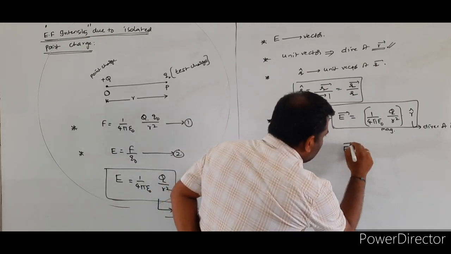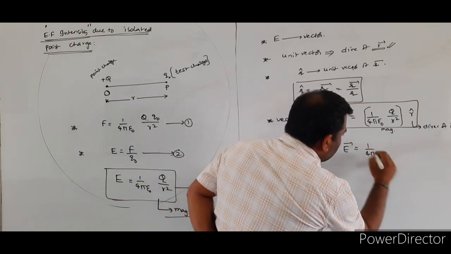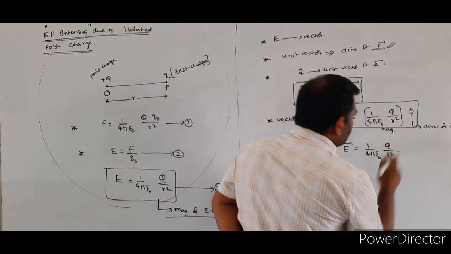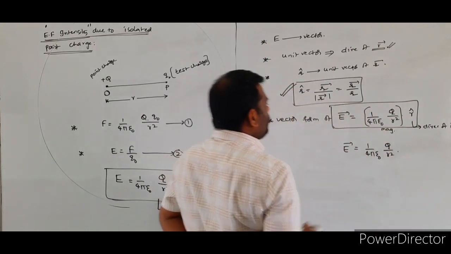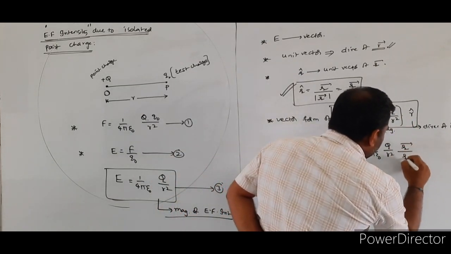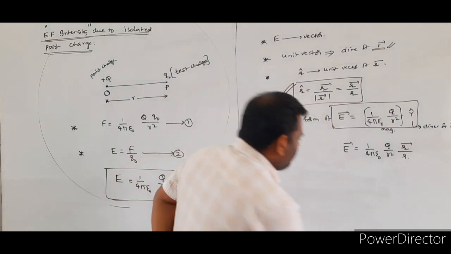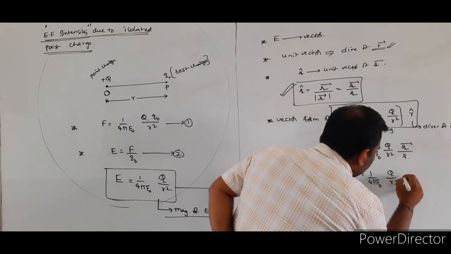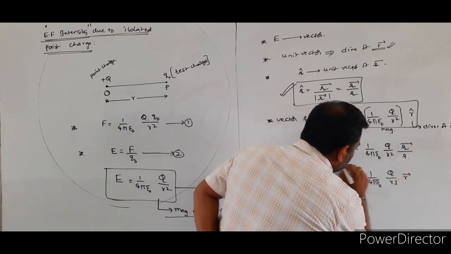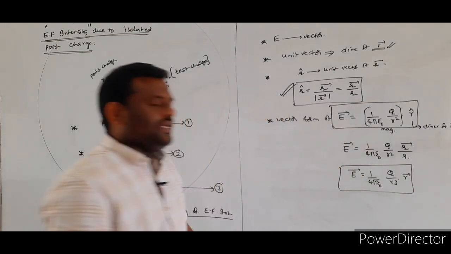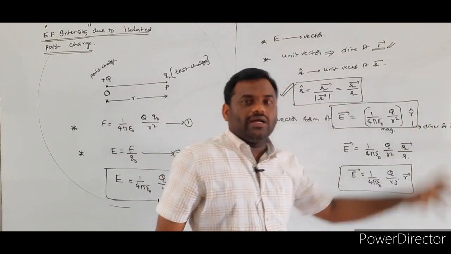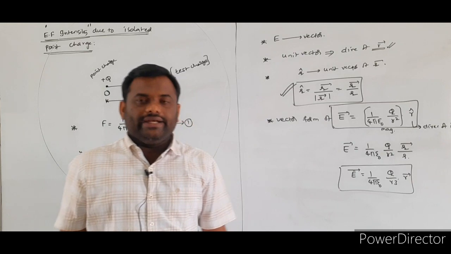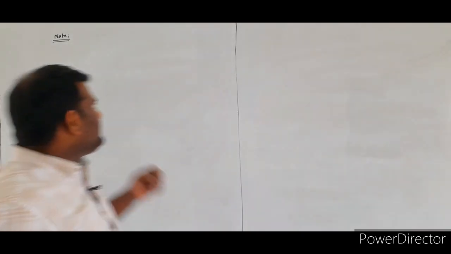So this is a vector form of electric field intensity. Again I will write that E bar is equal to 1 by 4 pi epsilon naught Q by r square into r cap, and r cap is equal to r bar by r. Therefore, this value is equal to 1 by 4 pi epsilon naught into Q by r cube into r bar. E bar is equal to what? 1 by 4 pi epsilon naught into Q by r cube into r bar. So this is the vector form of the electric field intensity. Now see here, some note is there.